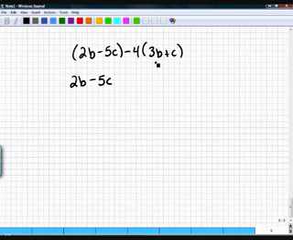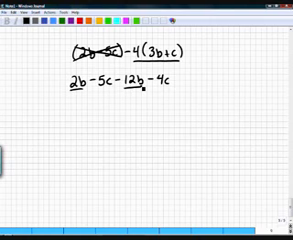Yesterday we just had a minus in front of it. Today we have a minus 4. Ignore this part, because we've done something with this. Do you see that this problem is what we were just doing? Negative 4 times 3b, negative 12b. Negative 4 times a positive c is a positive or negative? A negative 4c. Now it's just like yesterday's lesson. Makes sense.